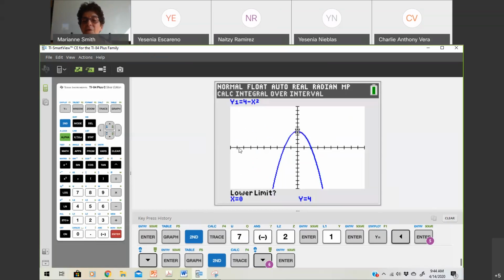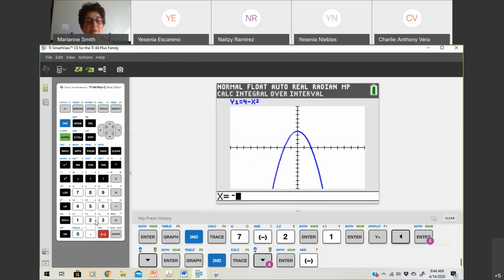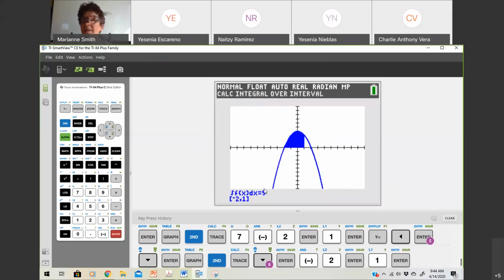Okay, that's a definite integral, and it asks you for the limits. So you're going to type in your lower limit, which I think was -2, and my upper was 1. And it will tell you what the area is under that curve. Okay, is that clearer?